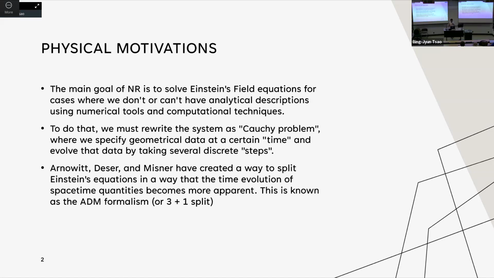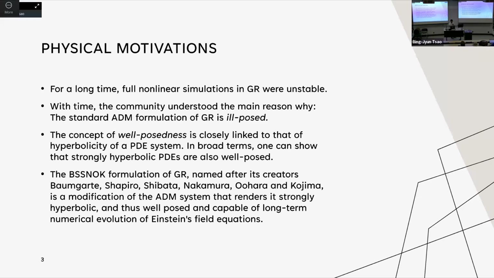And initially, right, the first people to create such a formulation for GR were Arnowitt, Deser, and Misner. They created the today very famous 3+1 or ADM formalism of general relativity, right? This formulation makes the time evolution character of Einstein's field equations more apparent. And for a long time, the community was not able to do long-term stable numerical evolutions in GR, right?